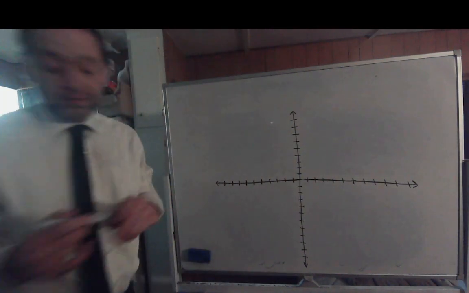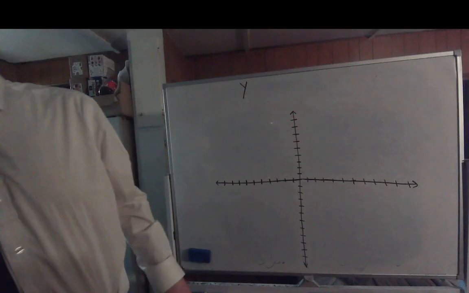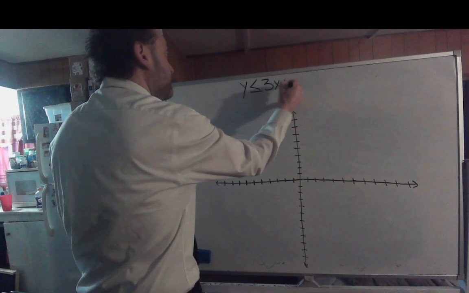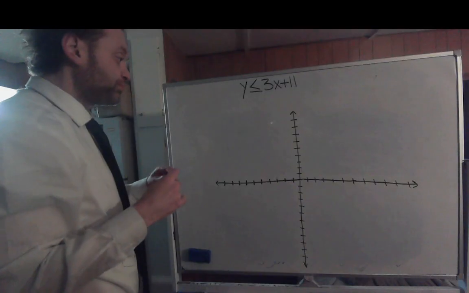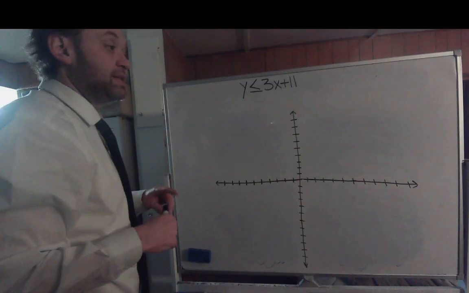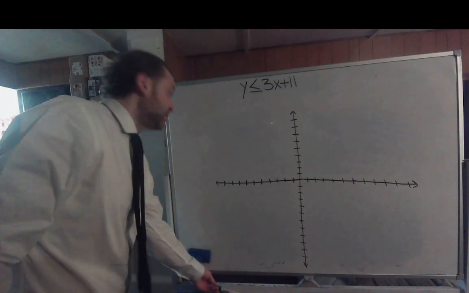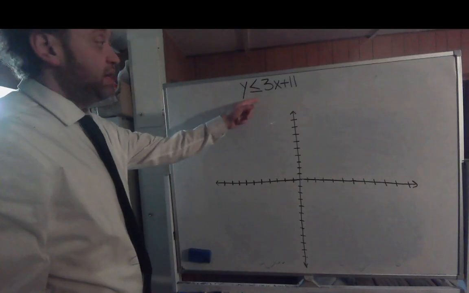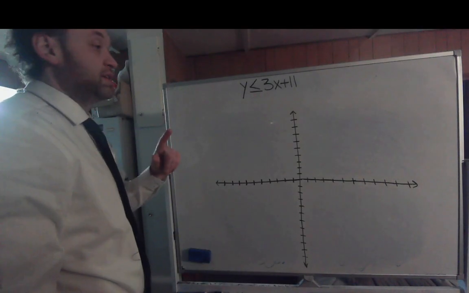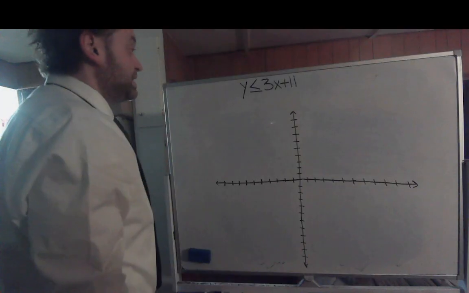Alright, now, what if we had something like y is less than or equal to 3x plus 11? So we have that, y is less than or equal to 3x plus 11. Well, just like with the one variable linear inequalities, you ask yourself, does it have an equal to component? If it does, you're going to draw a solid line through y equals 3x plus 11. If it doesn't, it would be a dotted line. So we need to graph this.